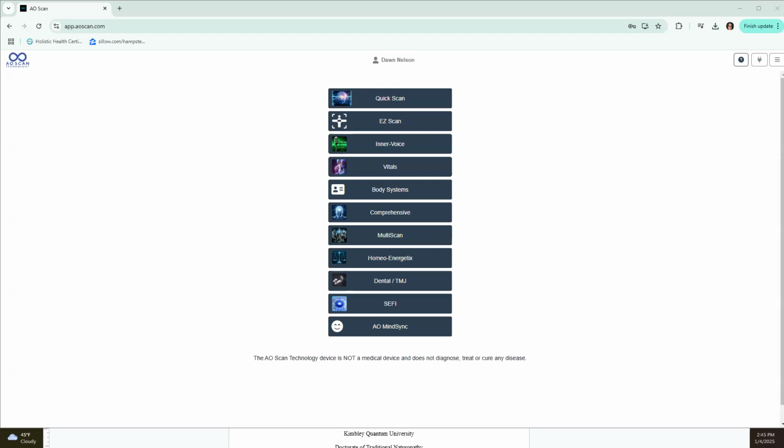Quick disclaimer, the AO Scan technology device is not a medical device and does not diagnose, treat, or cure any disease. This is for entertainment purposes only.